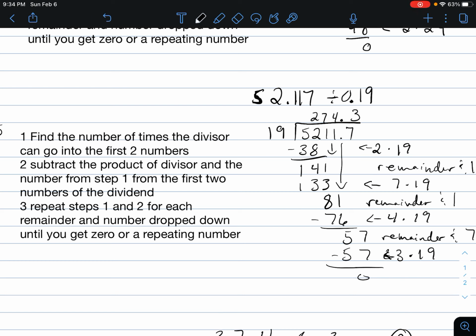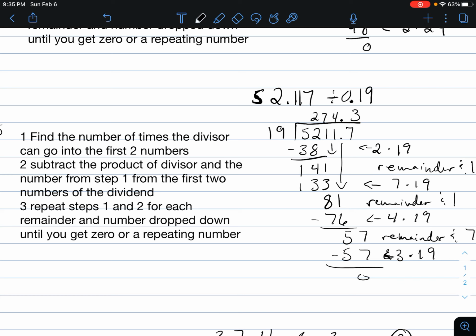In order to keep this equivalent, because think of it as a fraction, we have to multiply the 52.117 by 100 as well. And when we do that, that moves the decimal over 2 as well. And so now we've got our dividend as 5,211.7, and our divisor is 19. So now that we have that, we go to the normal steps.